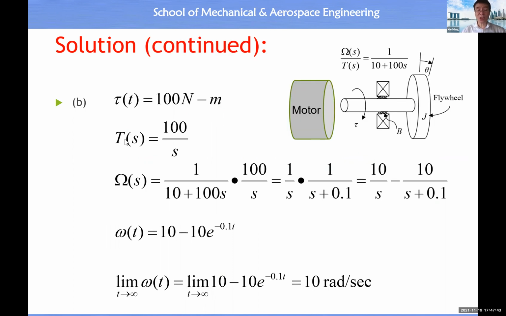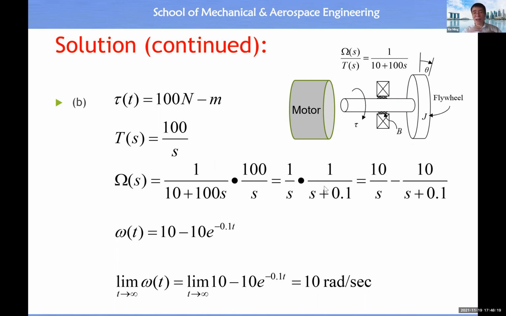Since we know the torque function in time domain, the Laplace transform is equal to 1 over S times 100, because the torque is equal to 100 Newton meter. So this is a unit of measurement for torque. All right. So in frequency domain, you have 100 divided by S. Therefore, the Laplace transform of angular velocity equals the transfer function times 100 over S. On both sides we cancel out the 100, then we have 1 over S times 1 over S plus 0.1.